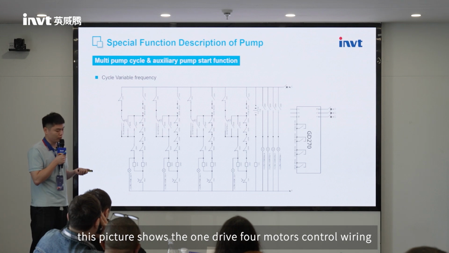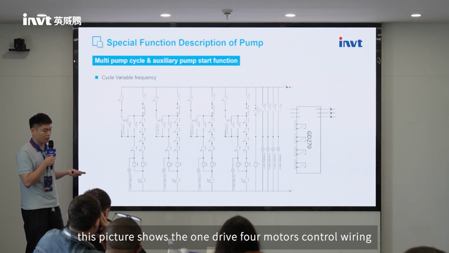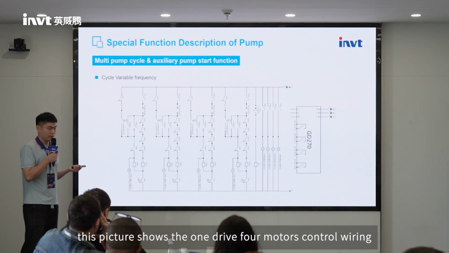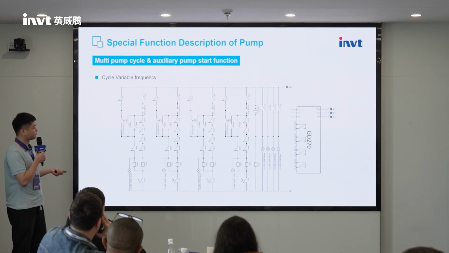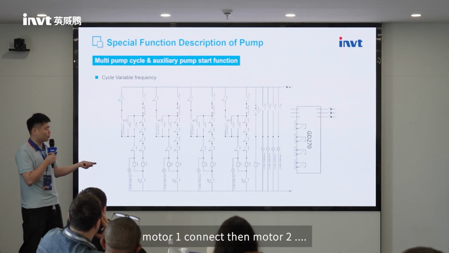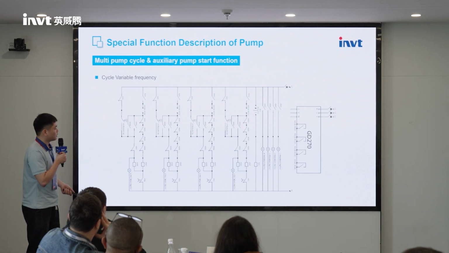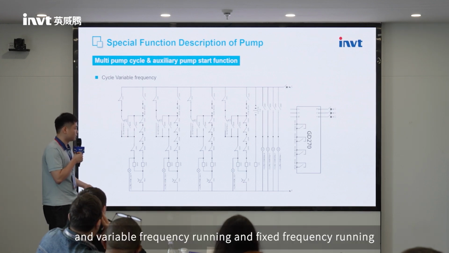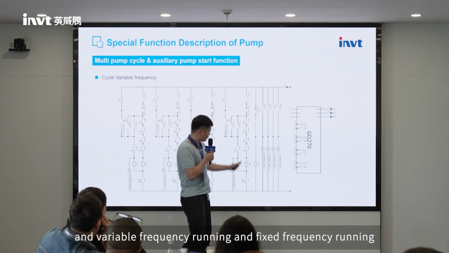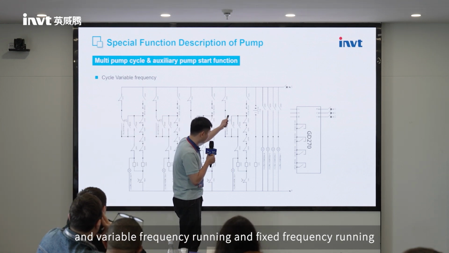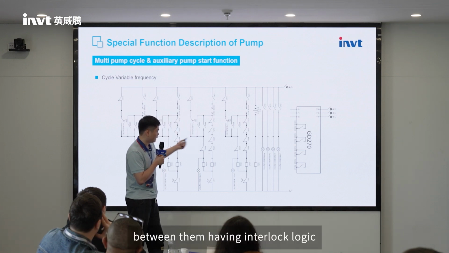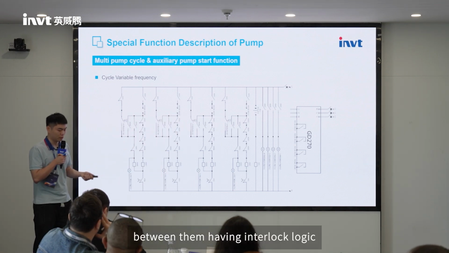This picture shows one drive four, the circle control wiring. R1 connects to motor 1, motor 2, motor 4, and variable frequency running and the fixed frequency running. Between them there is interlock logic.